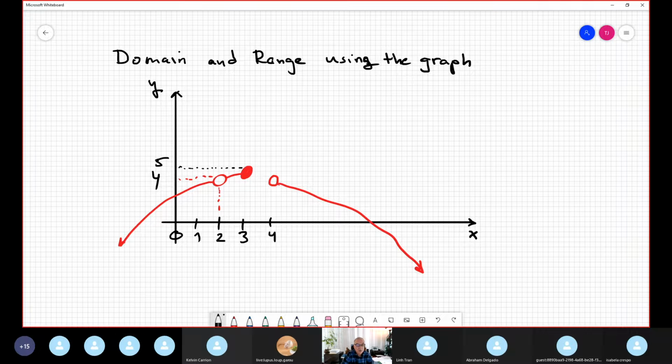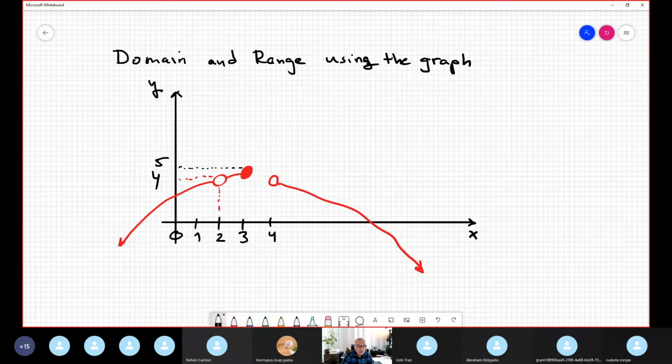Okay, and the y value. So now the problem is determine domain and range. Look at the graph, no mathematics. Look at the graph. This is a classical question on the test. And remember, domain is the set.